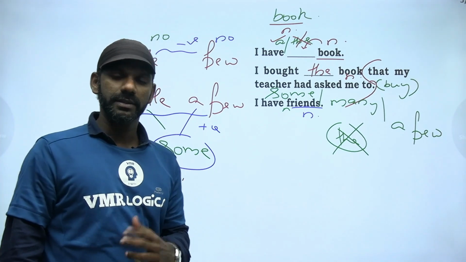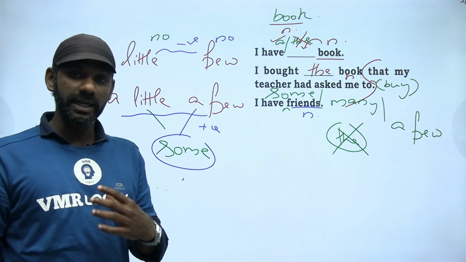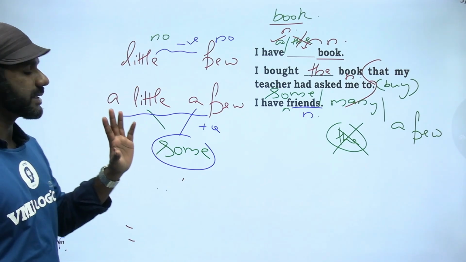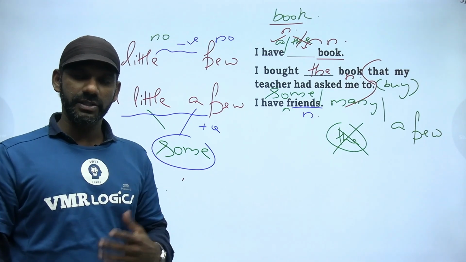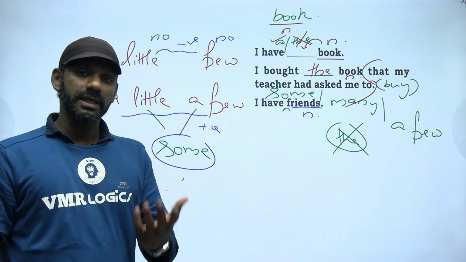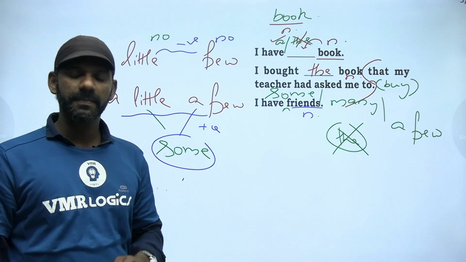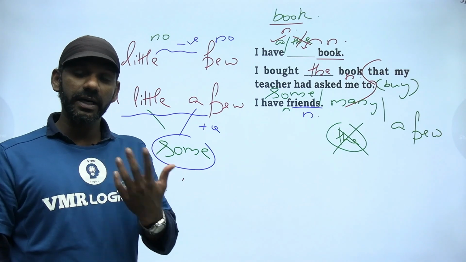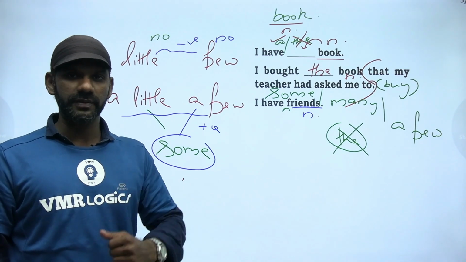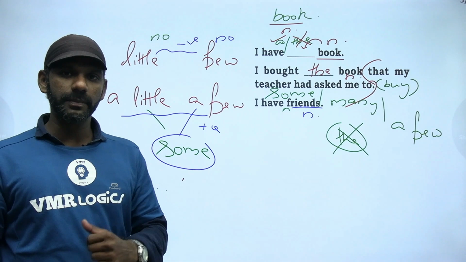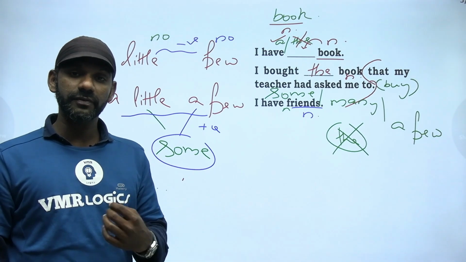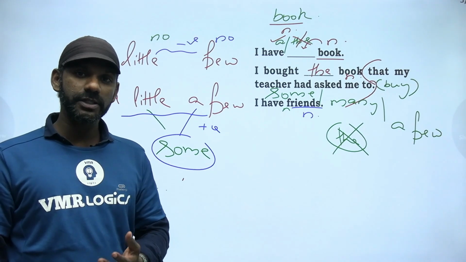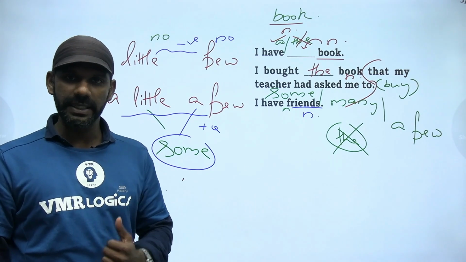Knowledge is uncountable. I should not say I have few knowledge or I have a few knowledge. Knowledge is uncountable, so it must be little or a little. I have little knowledge, grammatically correct, negatively charged. I have little knowledge means I have no knowledge. I have a little knowledge, positively charged. It means I have some knowledge. Books, countable. I have few books means I have no books, negatively charged, grammatically correct. I have a few books means I have some books, positively charged, grammatically correct.